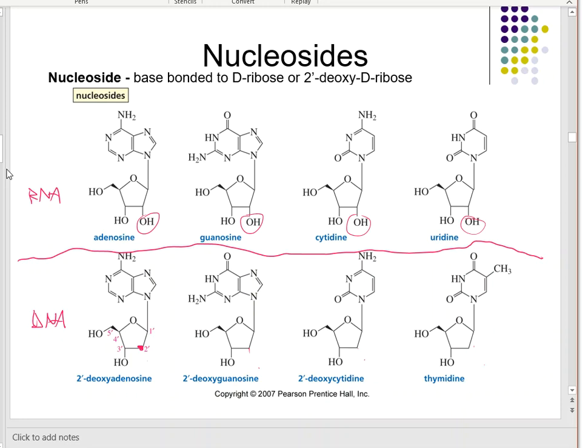Why primes? Because this is like a second ring, and the bases are the first ring. So this could be numbered 1, 2, 3, 4, 5, 6, whatever. And then the ring could be numbered 1, 2, 3, 4, 5, 6, whatever. And because this is the second ring, we can actually denote that with a prime digit. So 1', 2', 3', 4', 5' of that second ring that's involved. So that's why they call this 2' deoxy. 2' deoxy all the way across. Okay? All right, so here are the nucleosides.